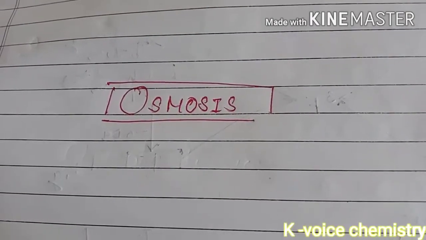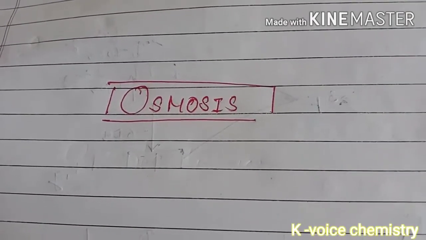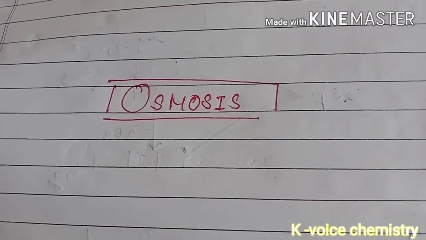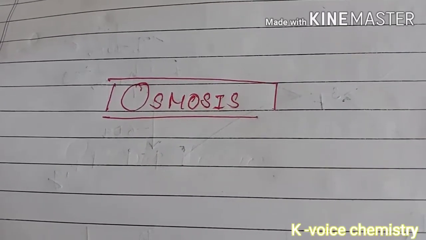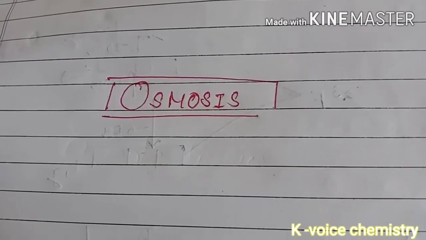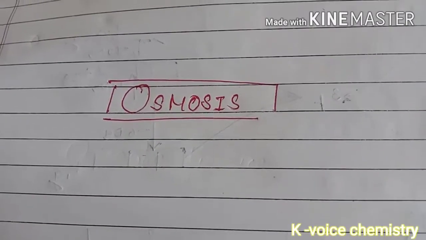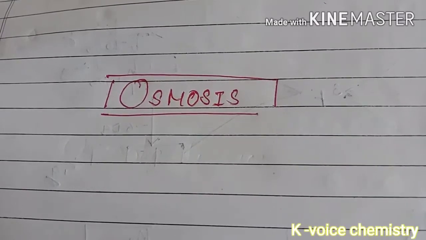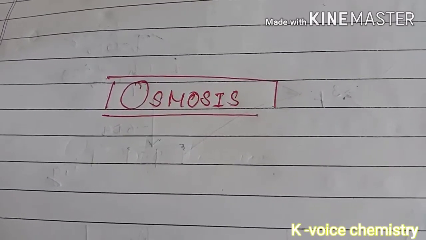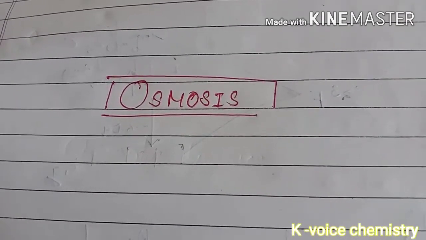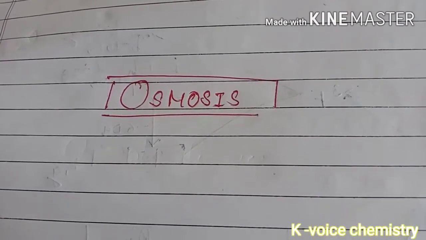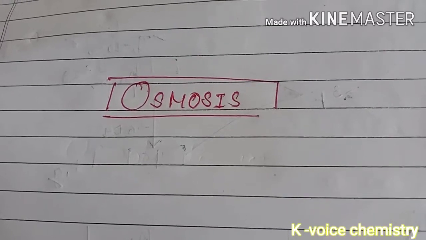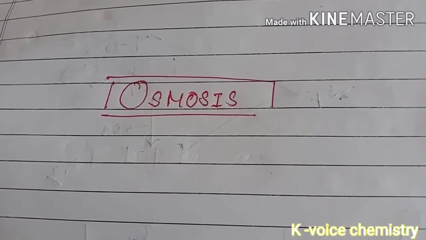Friends, in this video we are going to understand something about osmosis. In my previous video I have already discussed the first colligative property, that was the relative lowering of the vapor pressure. I have also made a video upon how to determine the relative lowering of the vapor pressure by a very important method, that was the Ostwald and Walker's dynamic method. So without any delay, now let us start this video about osmosis.